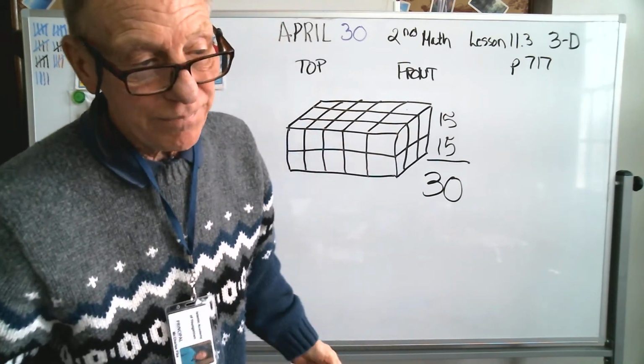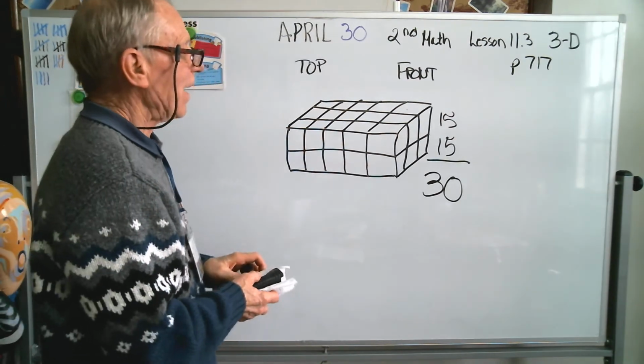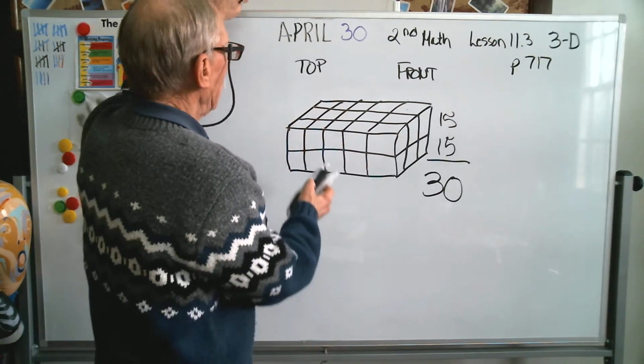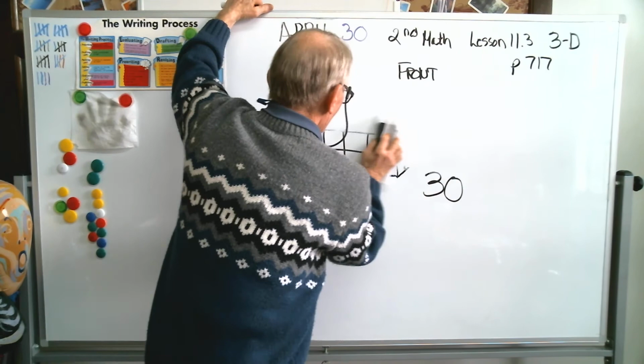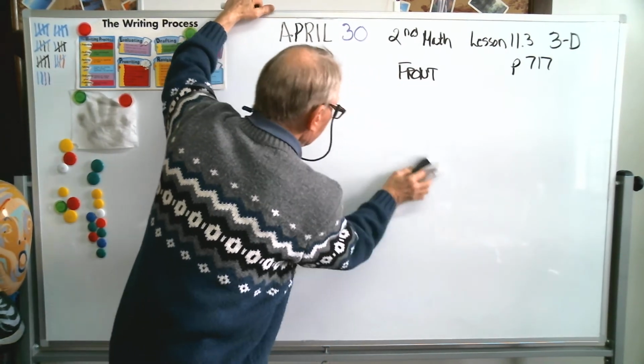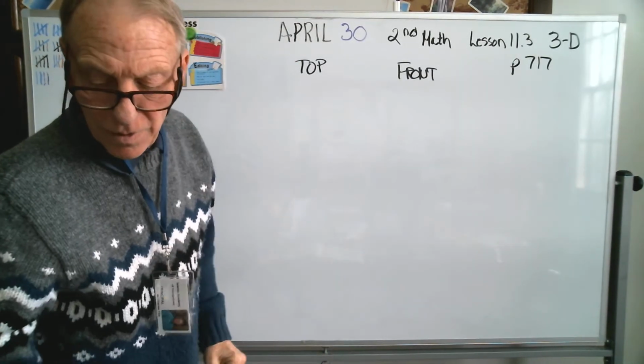Now the next one, problem number 5, they don't give you all 3 sides. But it doesn't matter. As long as you've got 2 of them, you can still build the picture.